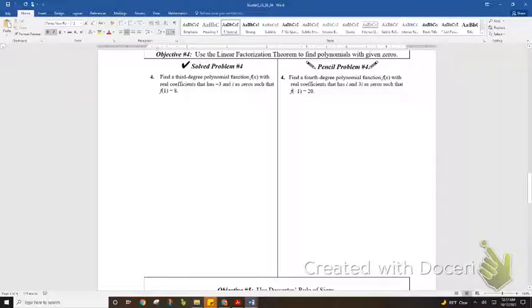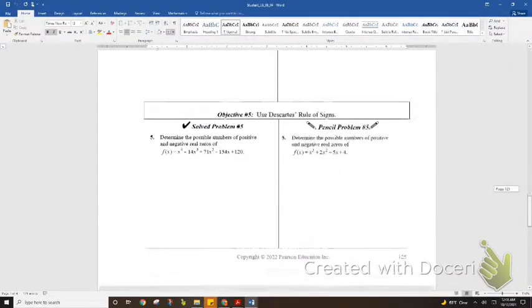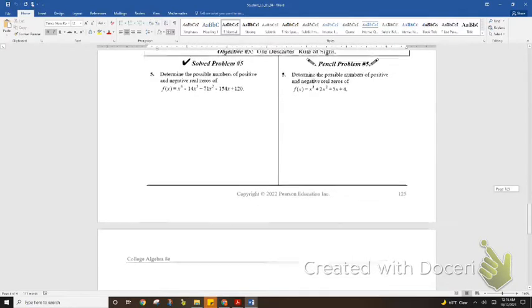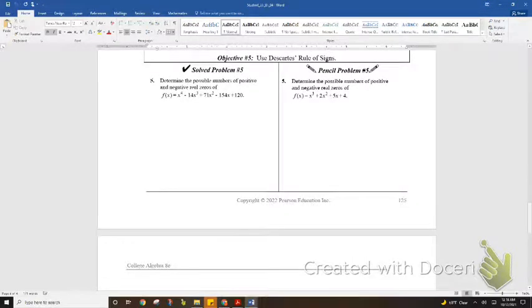Okay, and then the last thing it tells us to do here, objective 5, is using Descartes' rule of signs. We don't use Descartes' rule of signs a whole lot, but every now and then it's useful, okay? But it says that we have to learn it, so we're going to go ahead and go over it. So it says determine the possible number of positive and negative real zeros. So this will tell us if there are any real zeros, how many of them are positive or how many of them are negative, okay?